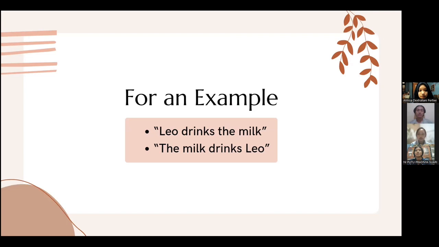Now, here's the example. The first sentence is "Leo drinks the milk," and the second is "the milk drinks Leo." Now, the first sentence is grammatical because the words occur in the correct order. But the second sentence is ungrammatical because the words occur in the incorrect order.